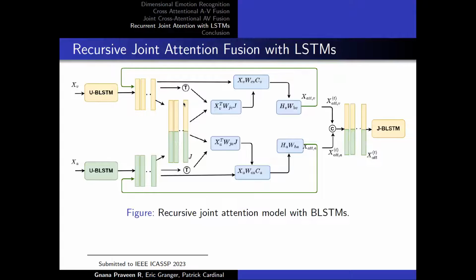So this is the fusion model. As we see here, the attended features are again being fed back here. So it's a kind of recursive training where we train the features in a recursive way, and we also use LSTMs for capturing the intra-modal association of individual modalities, as well as the combined representation.